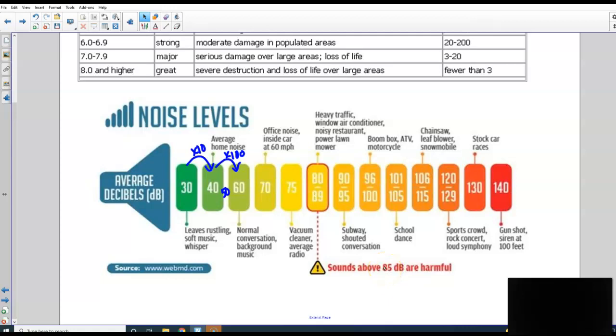Whenever you get up here above 85, noises can be harmful, especially for a long time. So you go from like a 90 to a 101. Going from a subway to a school dance is not good for your ears for a long time. So those are sort of examples of where this applies.